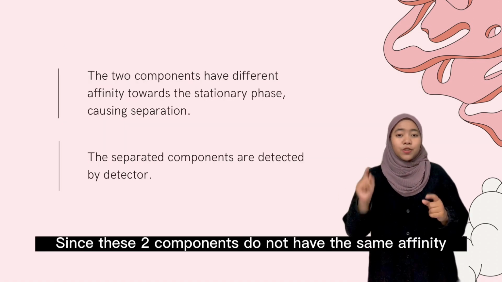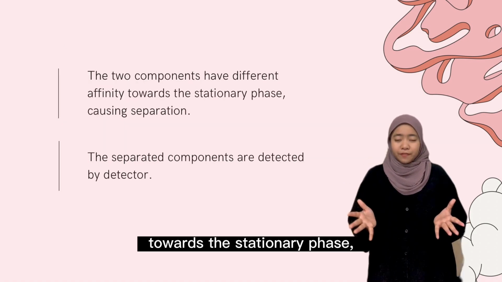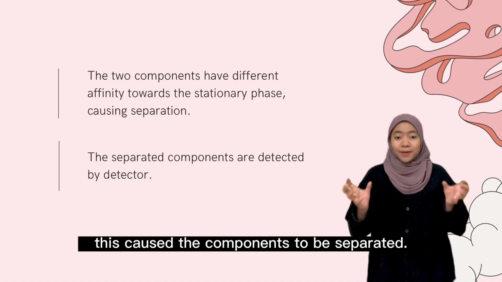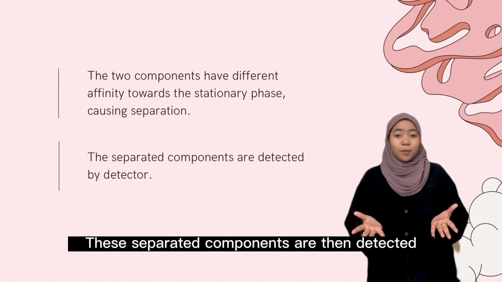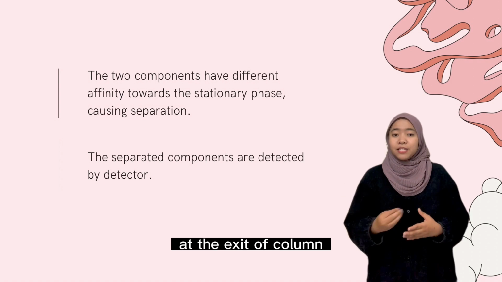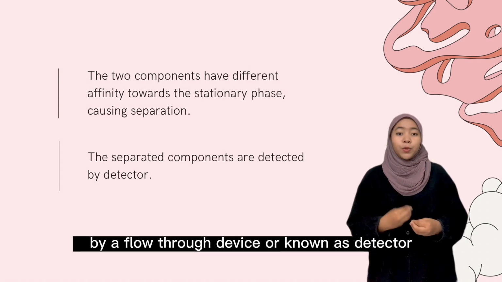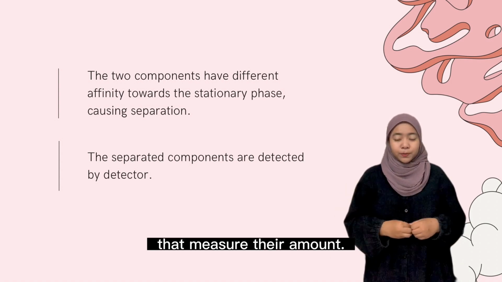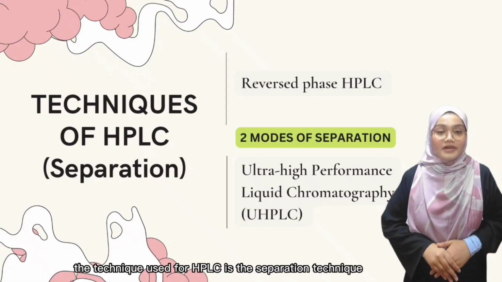Since these two components do not have the same affinity towards the stationary phase, this causes the components to be separated. These separated components are then detected at the exit of the column by a flow-through device known as a detector that measures their amount. The technique used for HPLC is the separation technique.